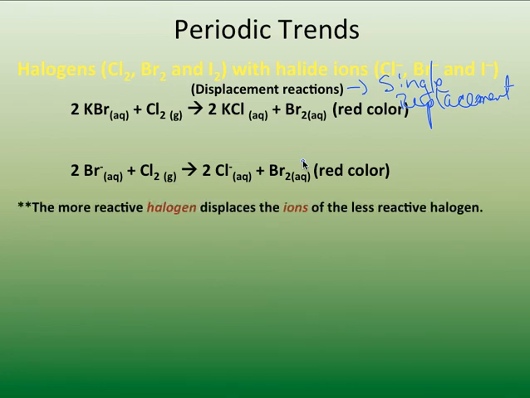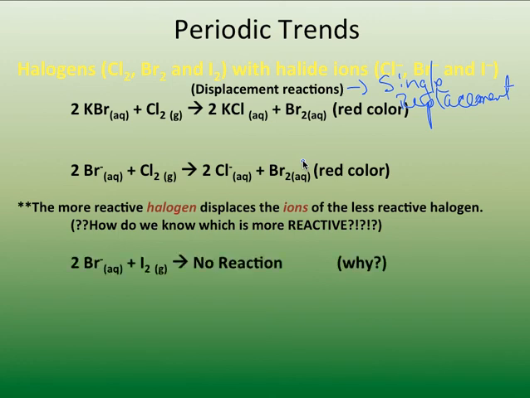Okay, the more reactive halogen displaces the ions of the less reactive halogen. How do you know which is more reactive? Again, think about the periodic trends as we go down a group for a halogen. What makes a halogen stable? It attracts an electron to fill out that octet. So the more electronegative halogen is going to be the more reactive. And consulting an activity series, you will see that that is true.